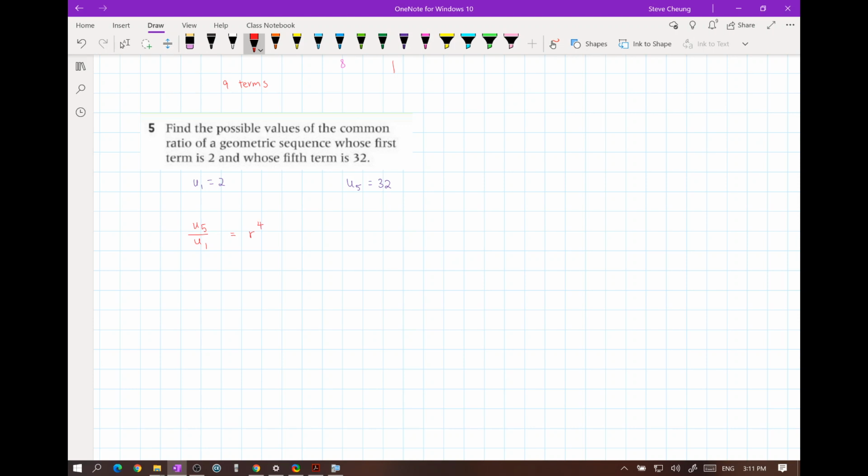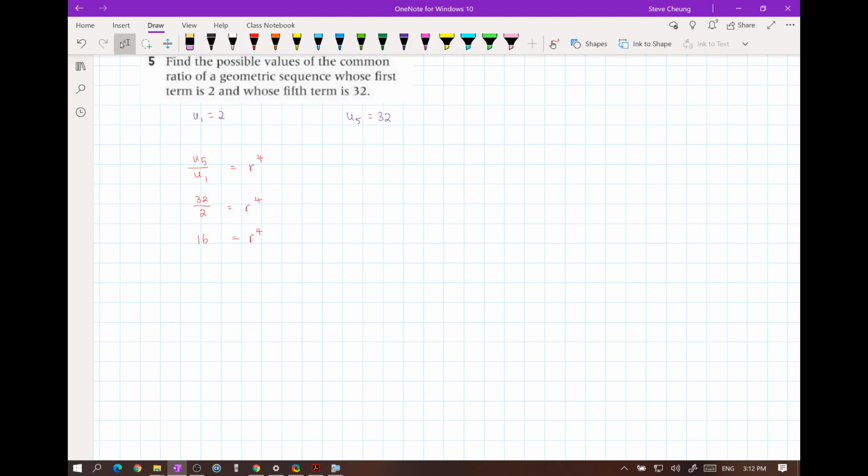When I say 4 times, I mean r to the power 4, because it's like r times r times r times r. So it should be r to the power 4 representing that ratio, which equals 16. So you're thinking of a number that multiplies itself 4 times to give you 16. So it's either 1 times 1 times 1 times 1, or 2 times 2 times 2 times 2.